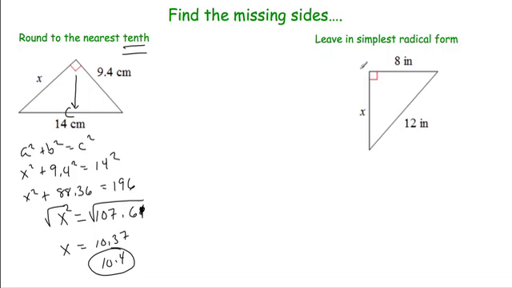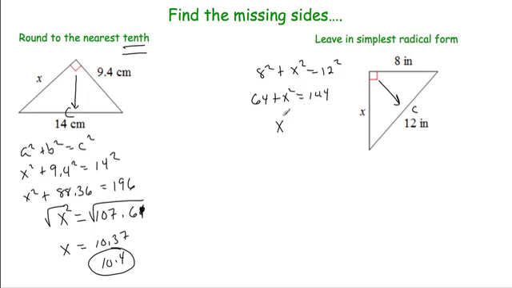That's why we've been doing them. All right, so this is my C because it's across from the 90, it's the hypotenuse. So 8 squared plus x squared equals 12 squared. 64 plus x squared equals 144.